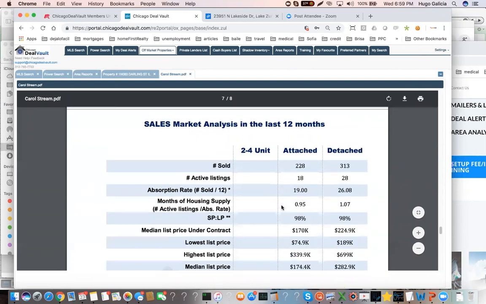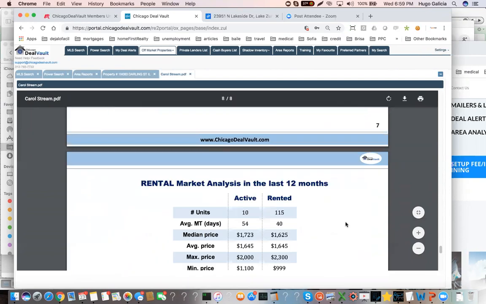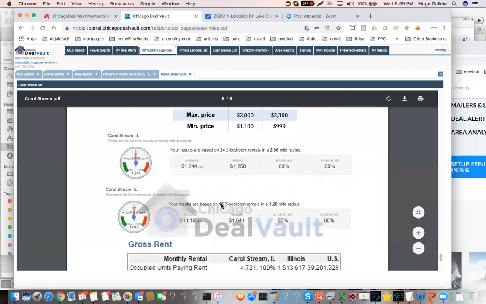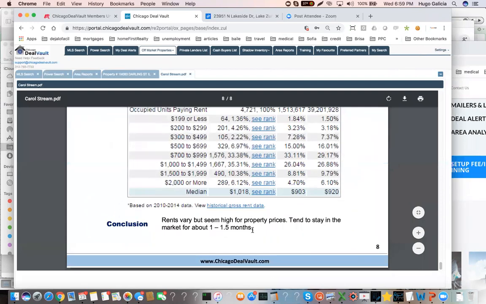What's the sweet spot to buy a single family home in Carol Stream? 244, and it's going to stay in the market for 2 months. I want to know what the rents are. So a 3-bedroom is going to go for 1,600, a 2-bedroom for 1,250. How long do they stay in the market? For a month, month and a half. I like this area. Let's look at the property.